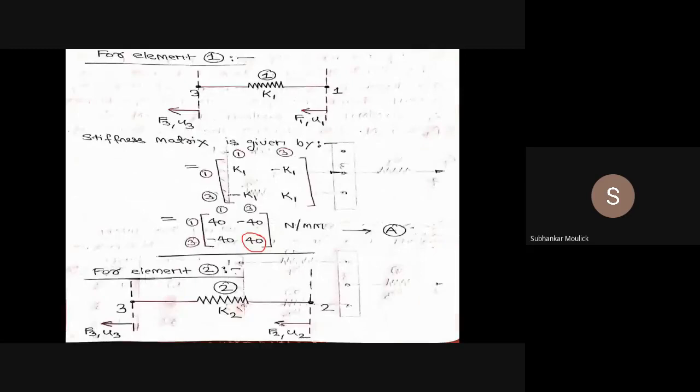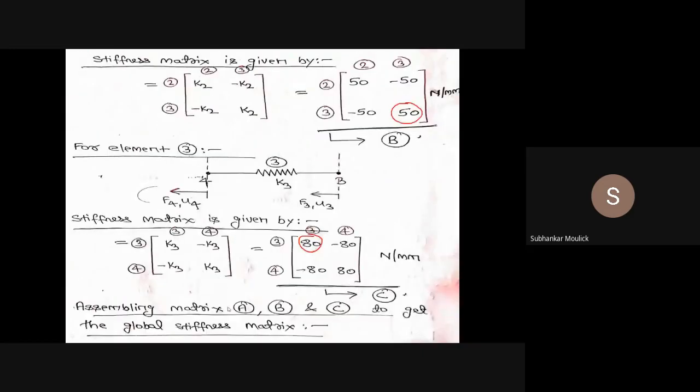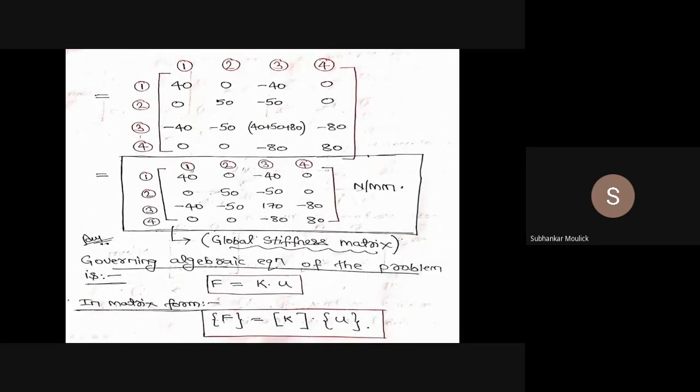Since in the given problem a total of 4 nodes are present, I will get 4 different algebraic equations. That means this U is a column matrix of order 4 cross 1, that is 4 rows and 1 column. The first row is the displacement of the first node, u1. The second row is the second node displacement, u2. The third row is u3, and the fourth row is u4.